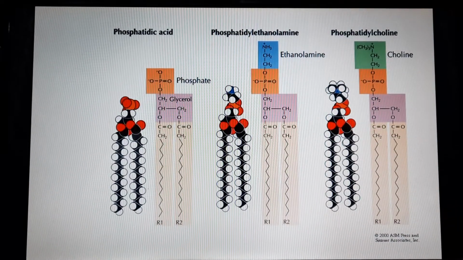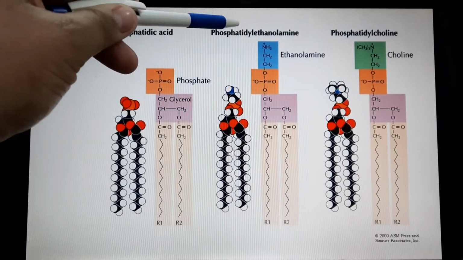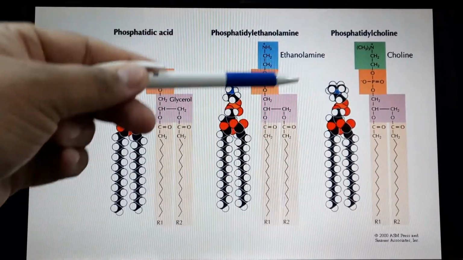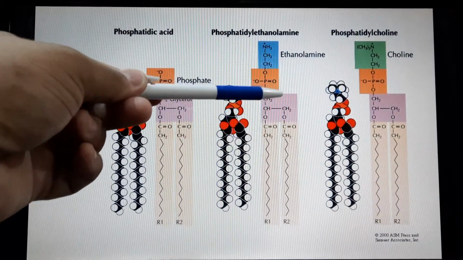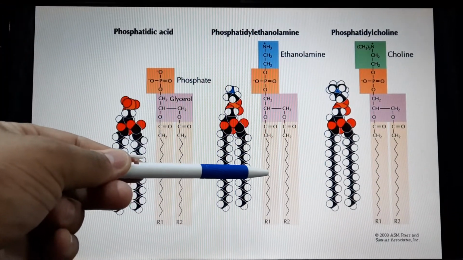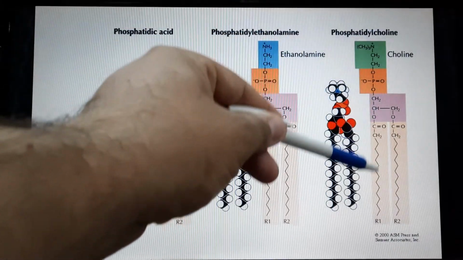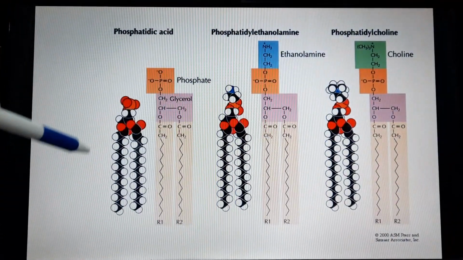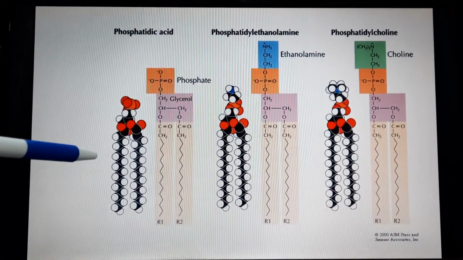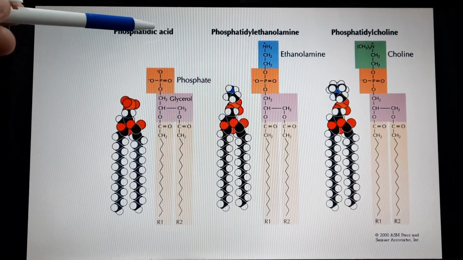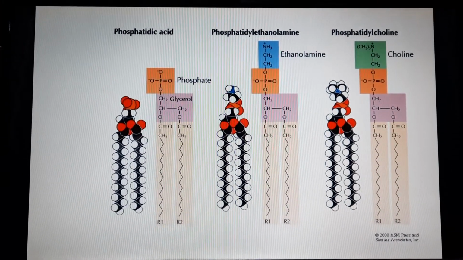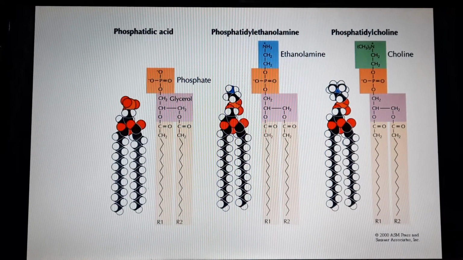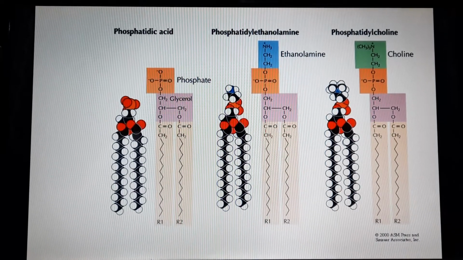Similarly, you can see phosphatidylethanolamine and phosphatidylcholine, depending on which type of alcohol is present in it. If it is ethanolamine, then it is phosphatidylethanolamine. If it is choline, then it is phosphatidylcholine. If no other alcohol is attached to the phosphate group, then it is phosphatidic acid. And phosphatidic acid is the simplest phospholipid.